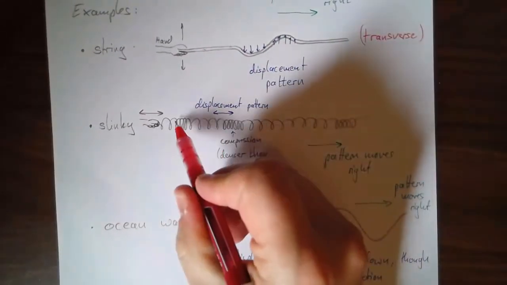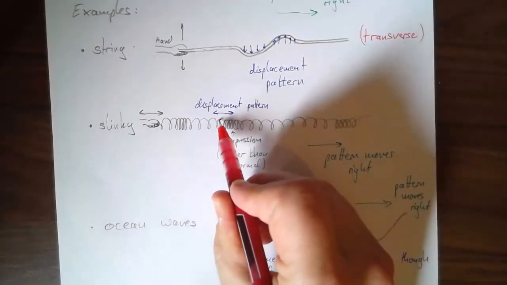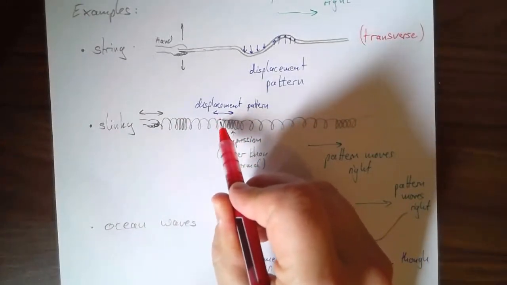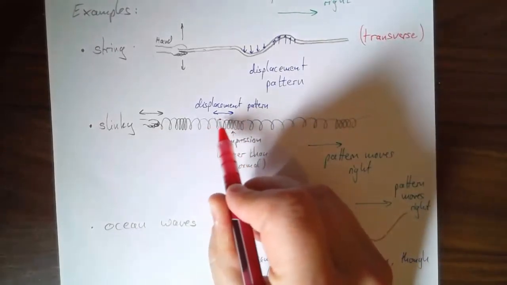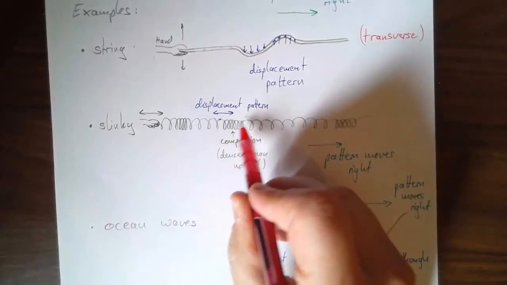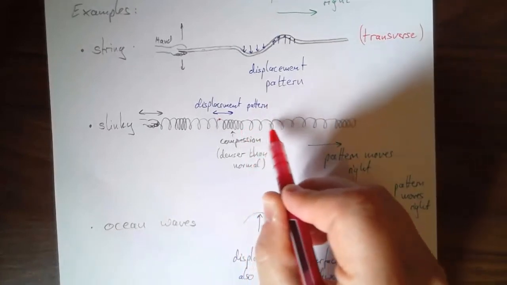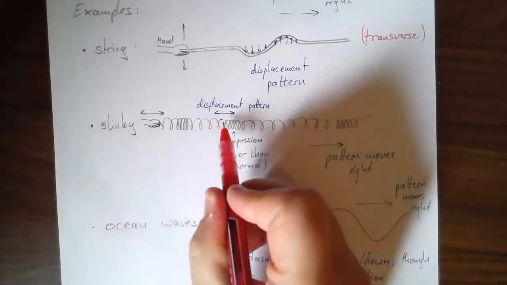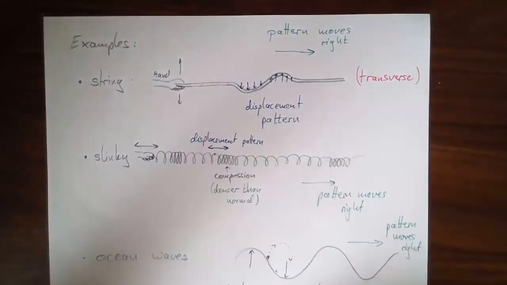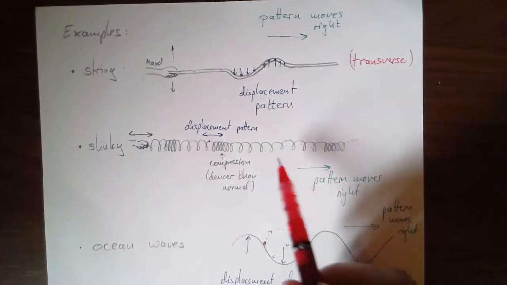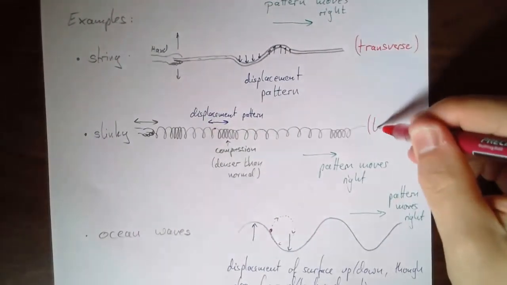So in this case, if I look at a single piece, say here, it's going to move to the right, to the left. In the end, it's going to end up where it started. But this displacement left or right, that's what gets passed on to the next winding, the next little chunk of metal that's part of the slinky. So because the displacement is left-right, and the pattern still moves right, they're in the same direction along the same line. So this is a longitudinal wave.